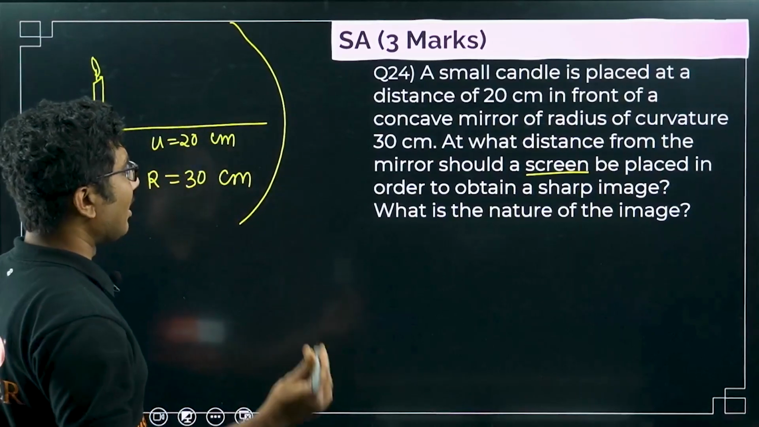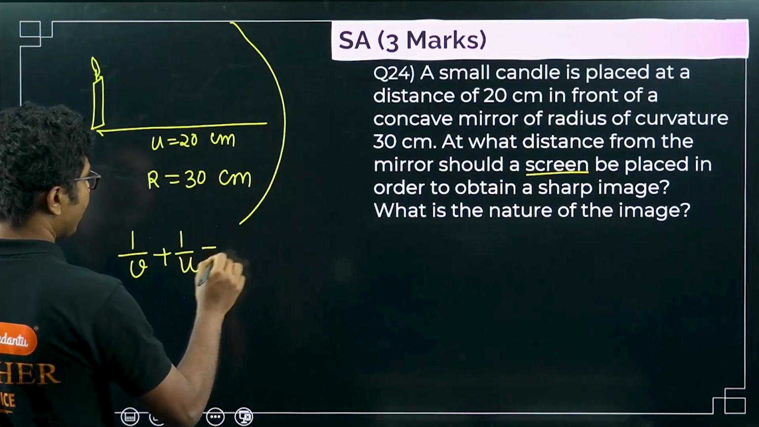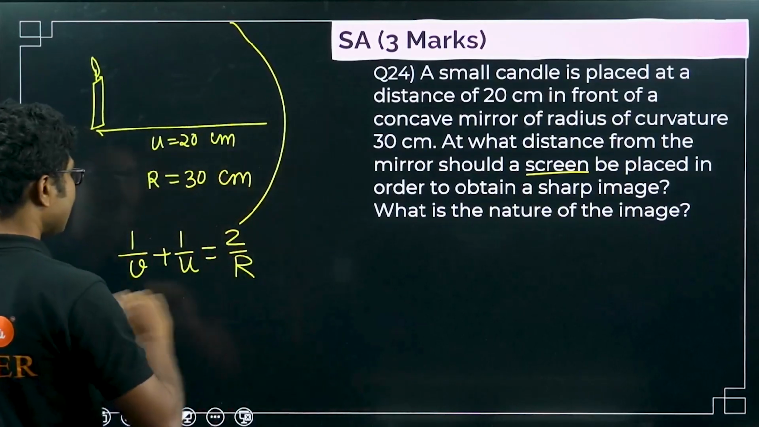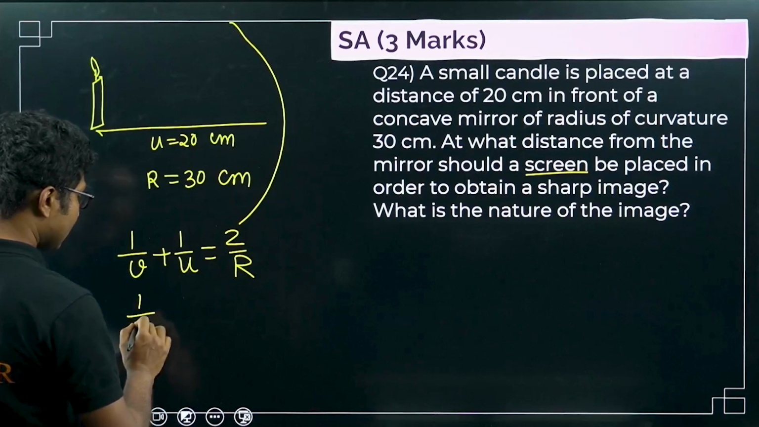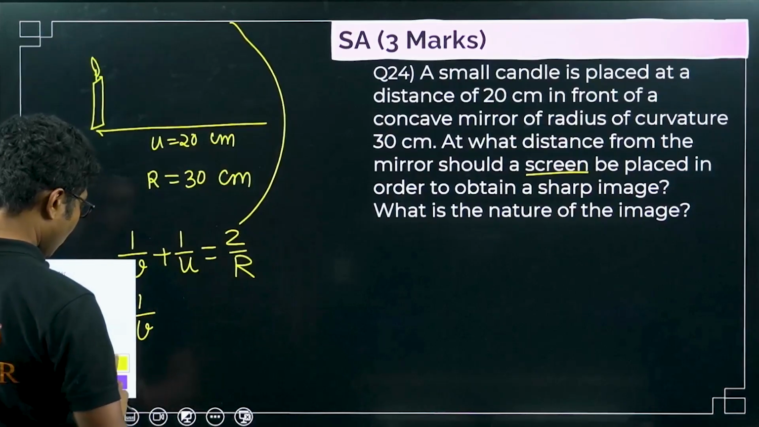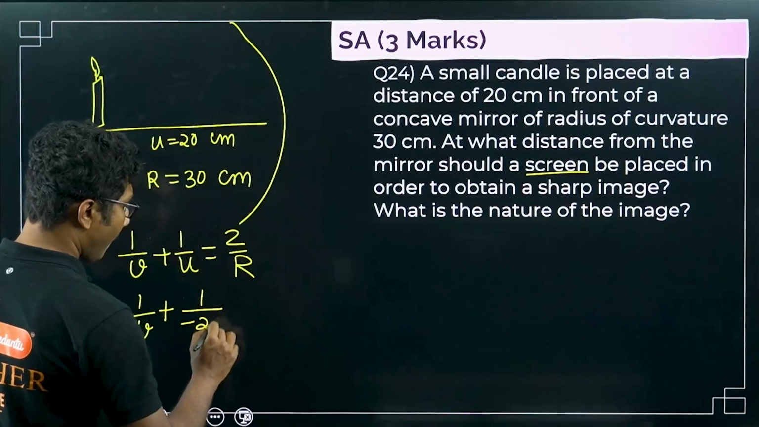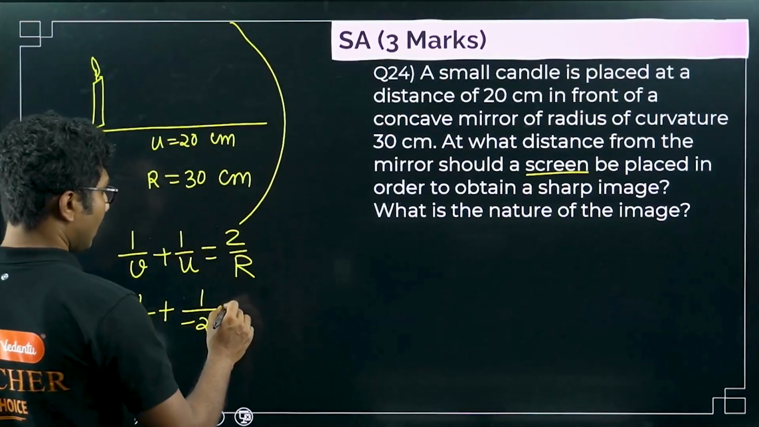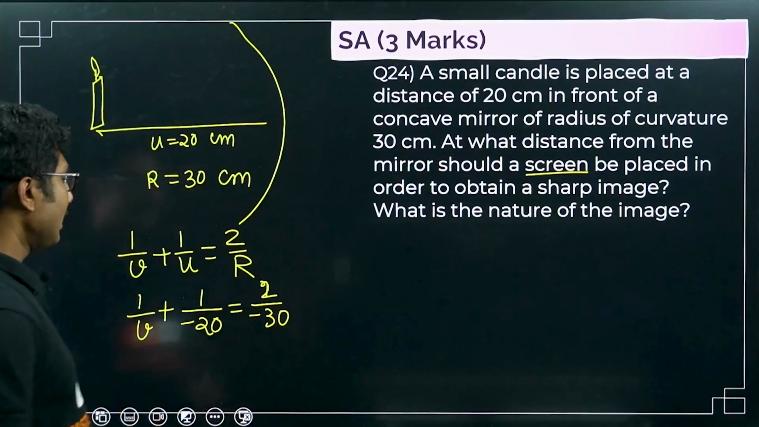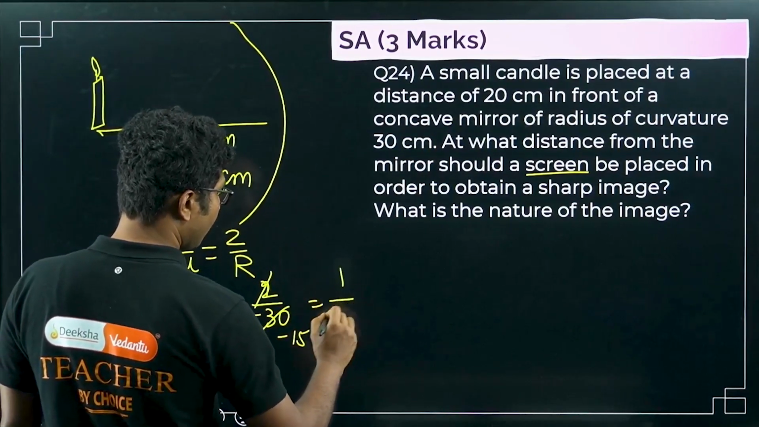Now let's see the formula. 1 by v plus 1 by u equals 2 by r. This is the mirror formula. Be careful, in the mirror formula everything is positive, and now we have to put in the signs. Very important is the sign convention. What is the sign convention here? u is always negative, and r for a concave mirror is negative. So let's do that. Minus 15, so it is 1 by minus 15.